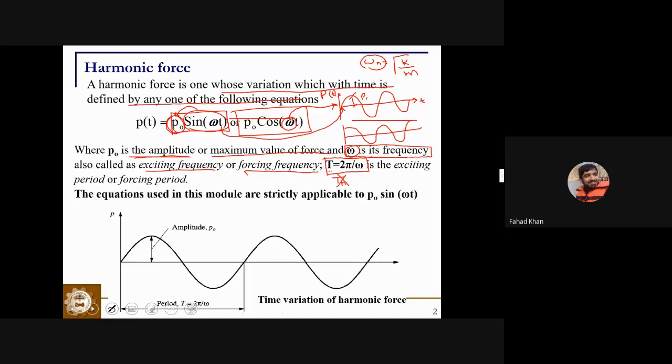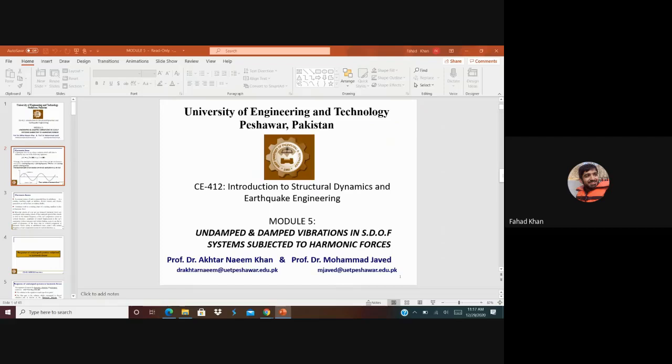And if you want to determine the total time period of this forcing function, you need to see where this function is repeating itself, and that interval is going to be the time period of the forcing function. Now the equations used in this module are strictly applicable to P naught sine omega t. So we will take just the simplest form of force, and we will solve all our equations according to this force.